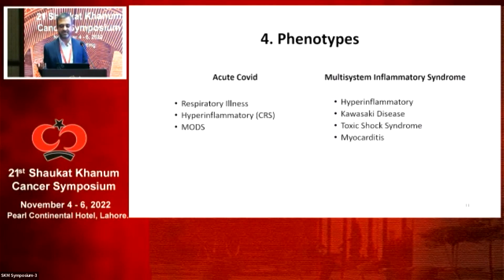multi-system inflammatory syndrome, or PIMS as the UK people say it. So again, it has different subsets of phenotypes. One again is hyperinflammatory, where there are increased markers of inflammation. Then some children were found to have coronary involvement similar to that seen in Kawasaki disease. Some presented with rash and toxic shock-like syndrome, and some presented with myocarditis.